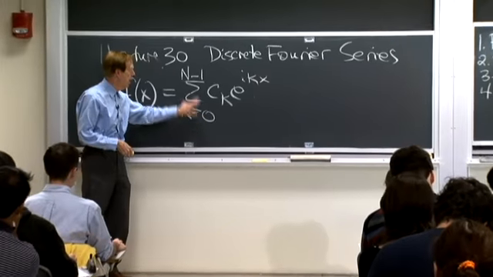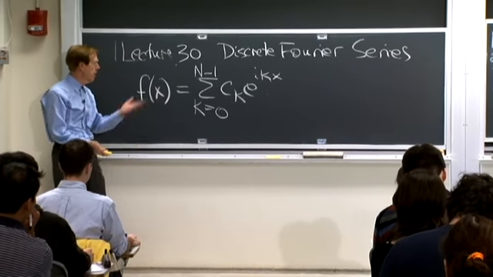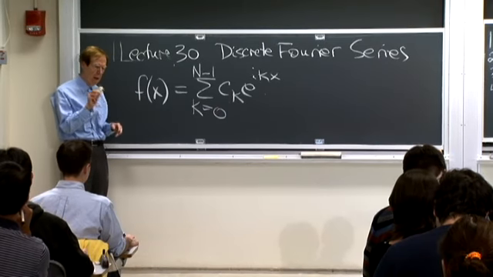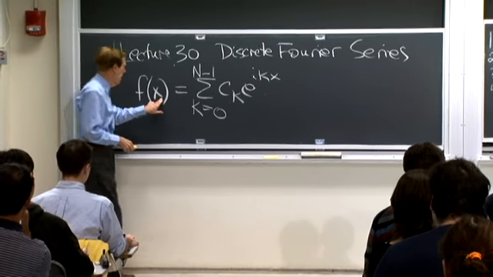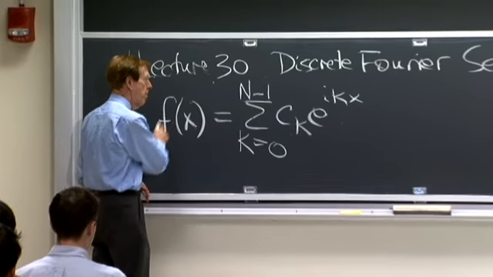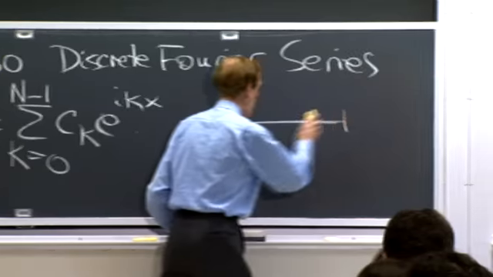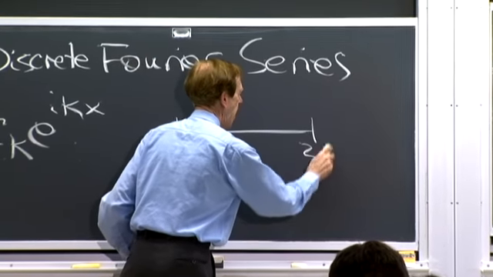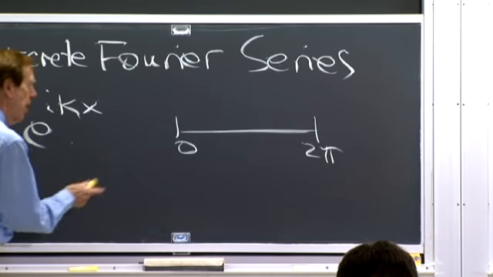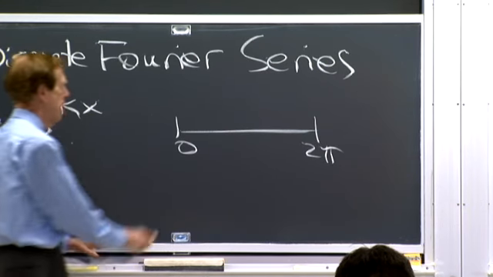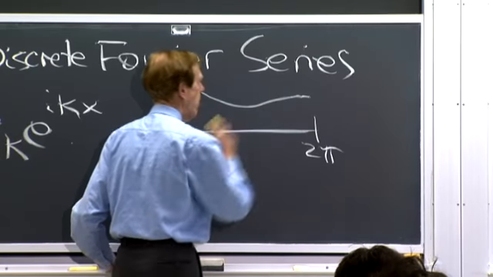Okay, so the key idea is we only have n terms, so I can't expect to reproduce a whole function. I can get n function values. So I'll get this at n different points. And if I'm thinking of my f of x on, let me take 0 to 2 pi now, and I'm thinking again of an f of x that's periodic.